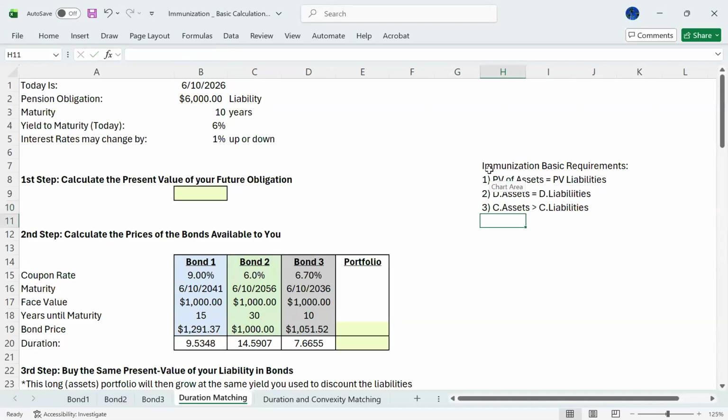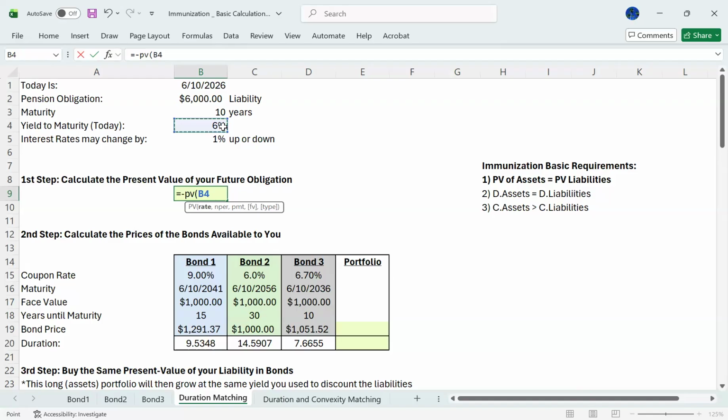So we will first start working only with the duration, and then we're going to move on and consider the convexity as well. So let's work on the first step, which is present value of assets and present value of liabilities. We have to make sure that they're the same. Okay, so present value of our future obligation, we have a 6,000 liability 10 years from now. So the present value, we can simply get it using the PV command. I'm adding a negative sign just because PV returns negative values if all the inputs are positive. So we want that present value to be showing up as a positive number.